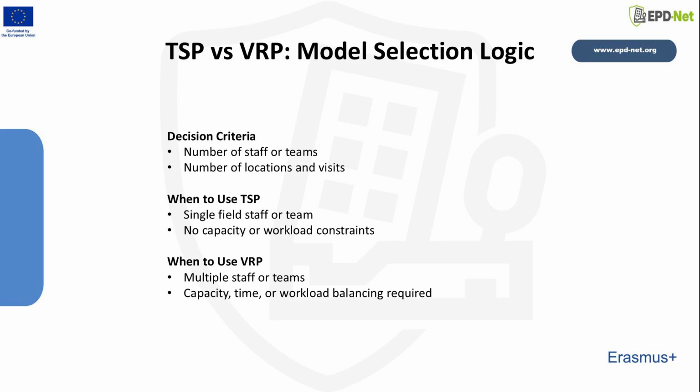Choosing between TSP and VRP depends on the characteristics of the workforce routing problem. One of the primary decision criteria is the number of available staff or teams and the number of locations that must be visited within the planning horizon. TSP is suitable when a single field staff member or team is responsible for completing all visits and when there are no capacity or workload constraints. In such cases, the main challenge is determining the optimal visit sequence.